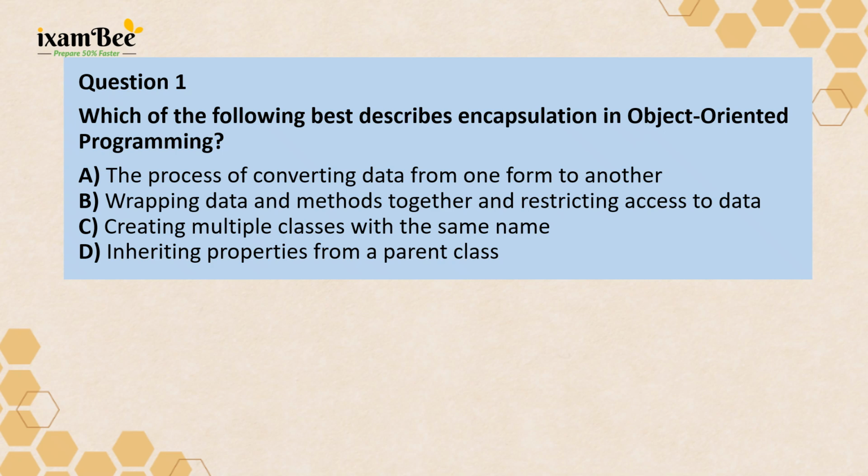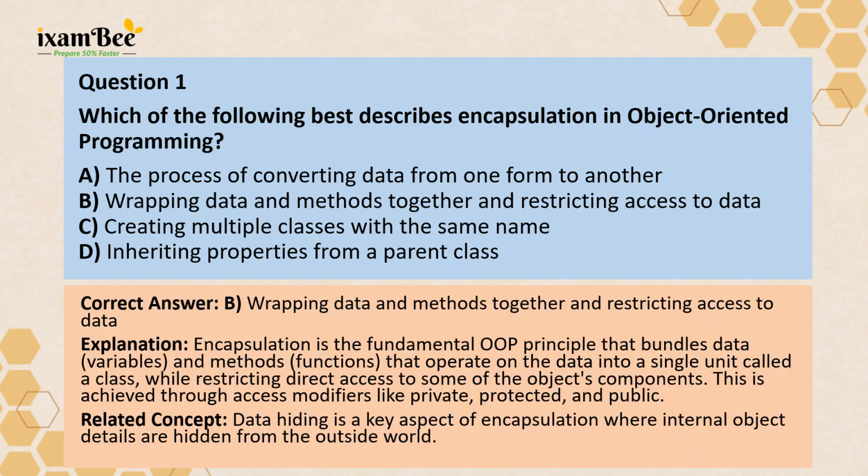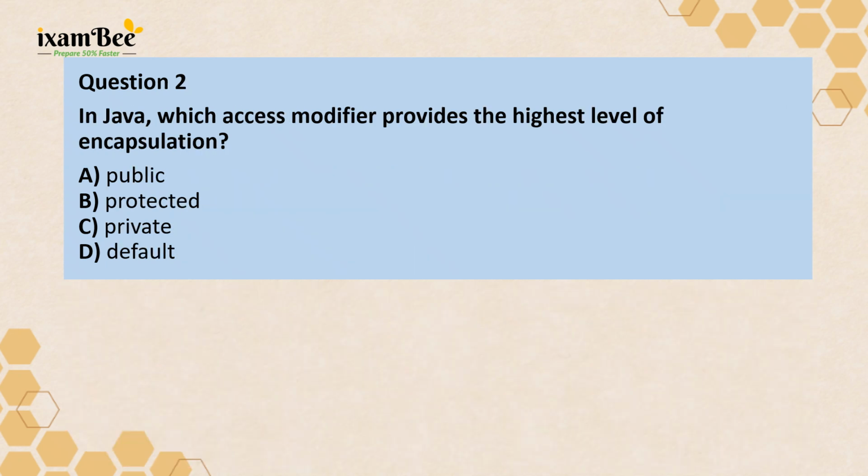Let us now look into some MCQs based on encapsulation. In this question, it asks which of the following best describes encapsulation in object-oriented programming. As we have discussed earlier, encapsulation is wrapping data and methods together and restricting access to data. A related concept is data hiding, which is a key aspect of encapsulation where internal object details are hidden from the outside world.